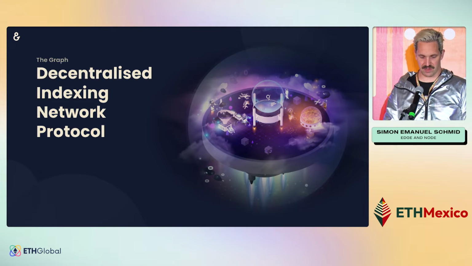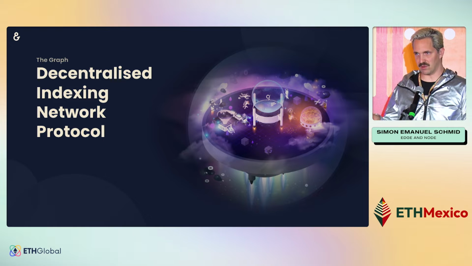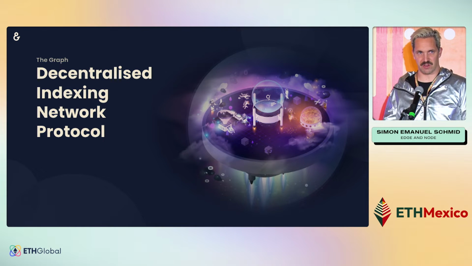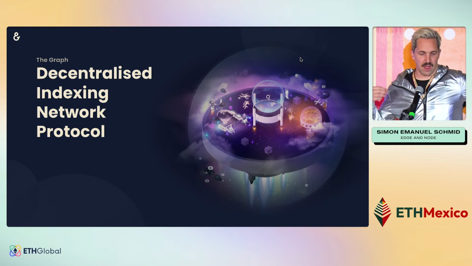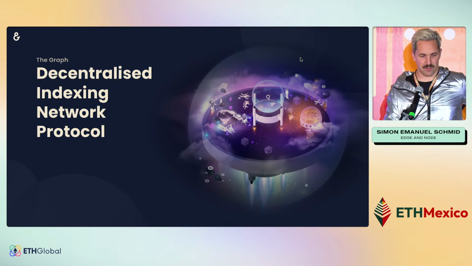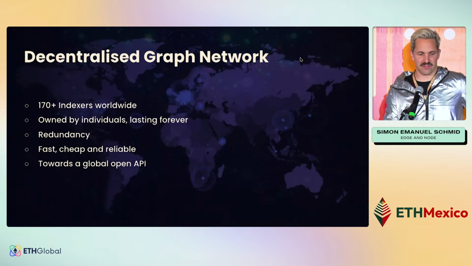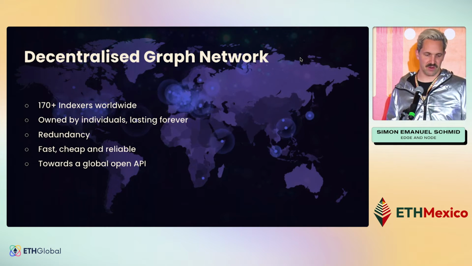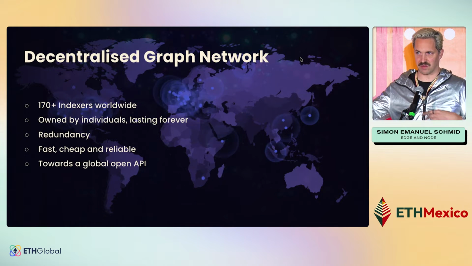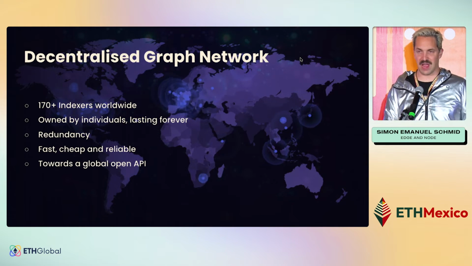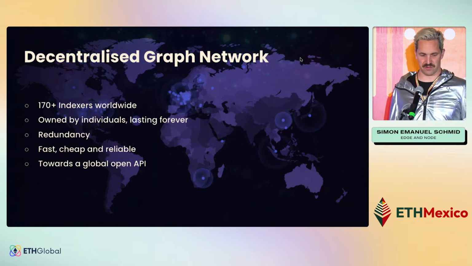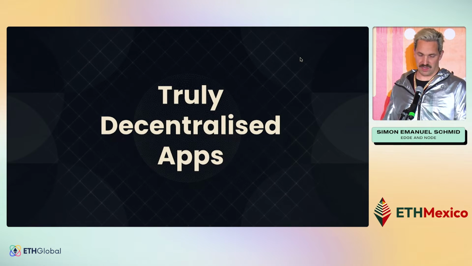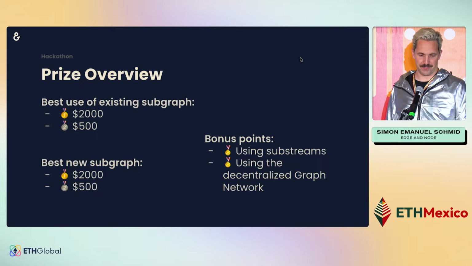And now there's also this decentralized indexing network protocol, launched 1 year ago, so you are not only able to use the centralized hosted service, which was a proof of concept, but you can really have decentralized subgraphs and data. There is this network with 170 indexers that are individuals. There's redundancy across the world. It's fast, cheap, and reliable, and we're going towards this global open API. So in the end, you can build truly decentralized apps.